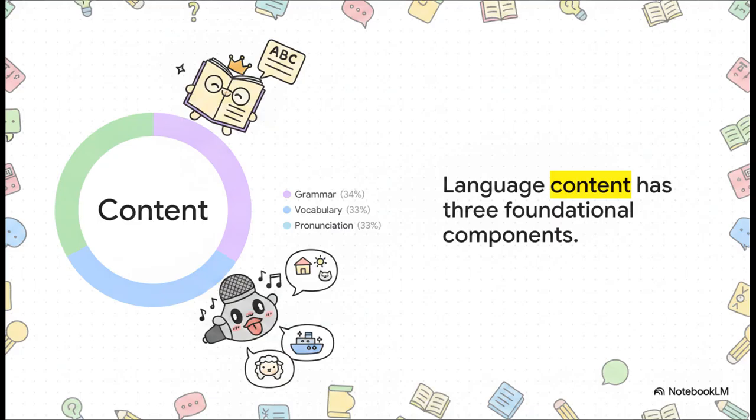First, you need grammar, which provides the structural rules, like your tenses. Then you need vocabulary, the actual words you're going to use. And crucially, you need pronunciation. For example, a syllabus might specifically carve out time to teach the pronunciation difference between a short I and a long E, like the difference between saying ship and sheep. This content provides the absolute linguistic foundation for all communication.